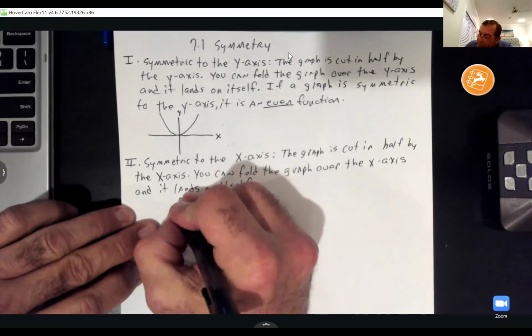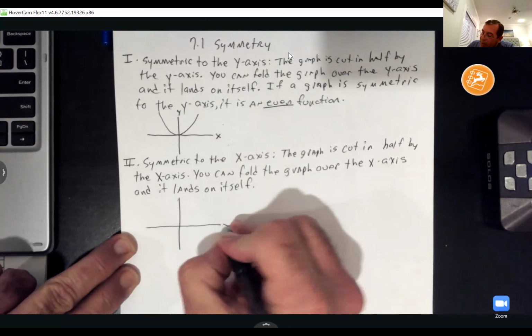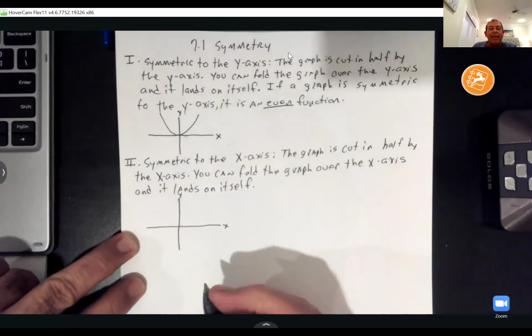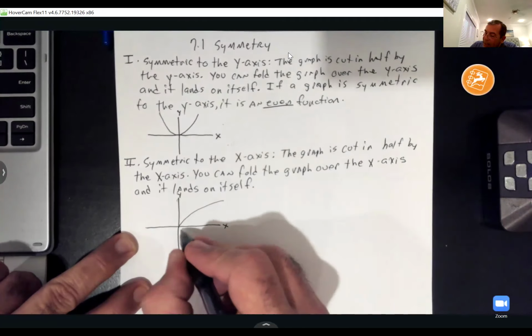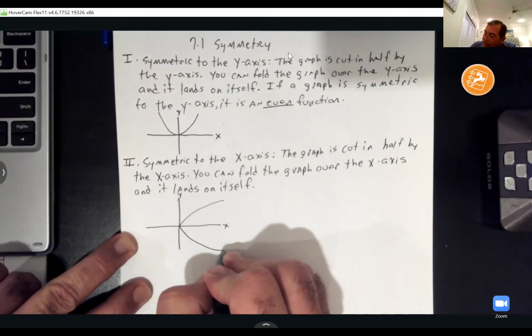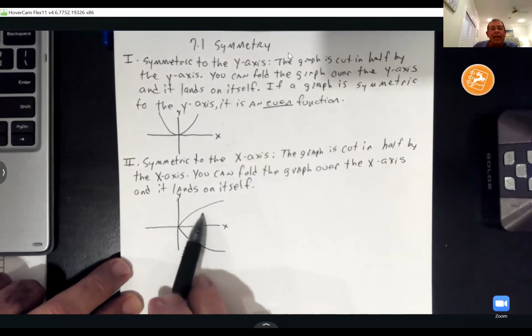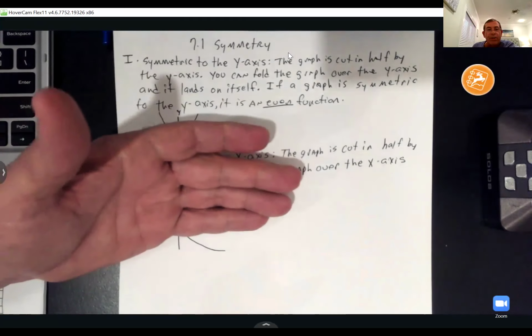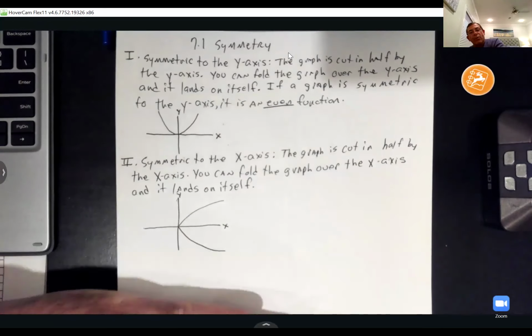So an example of a graph that would be symmetric to my x-axis would be a graph that comes out like that. Okay, notice the x-axis is splitting it in half. Also, if I took the top and I folded it over the x-axis, it would land on the bottom half.